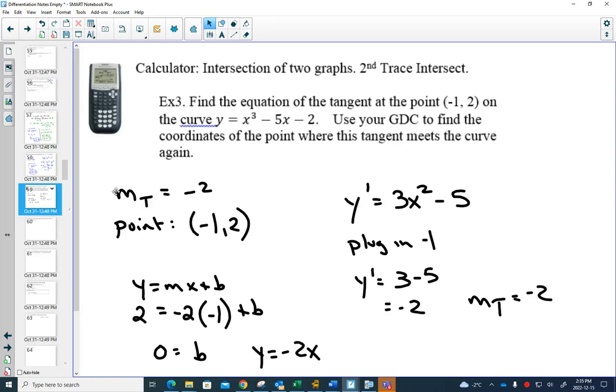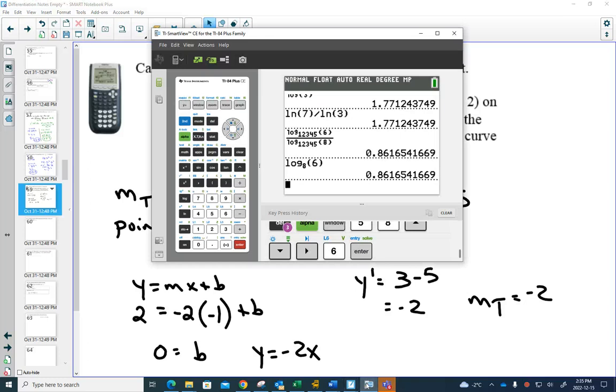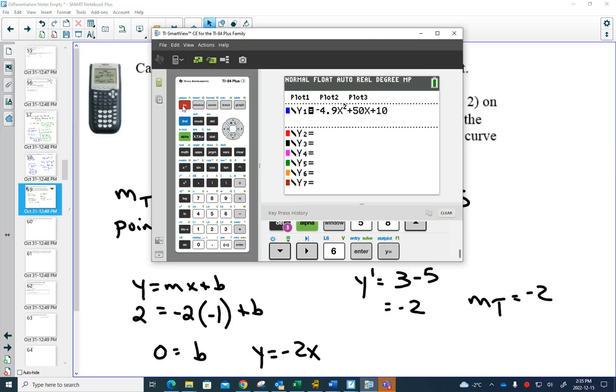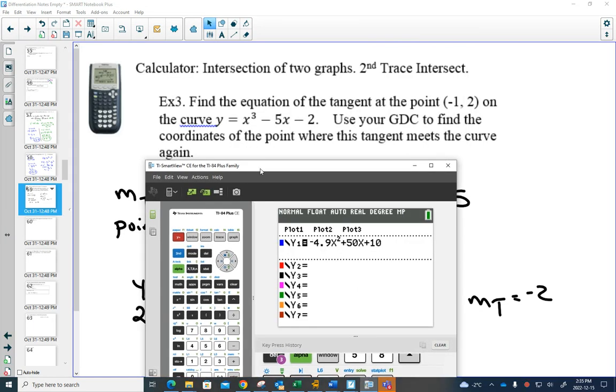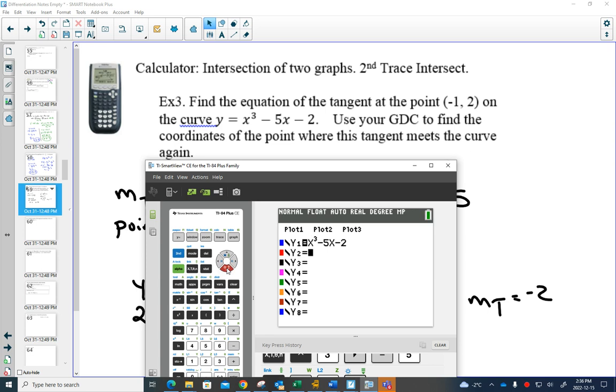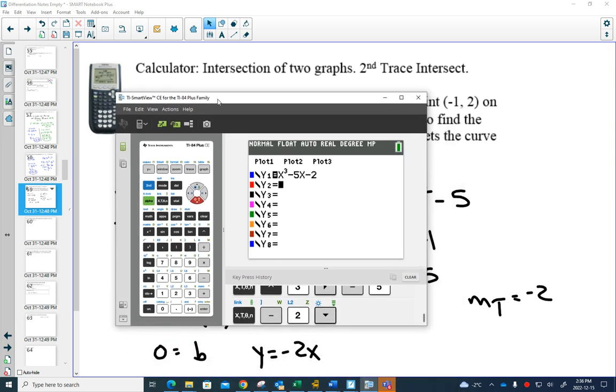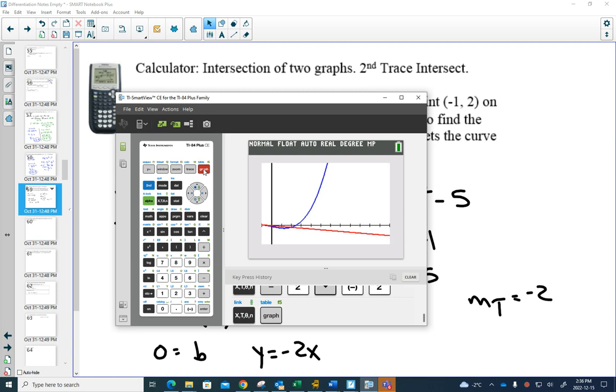So if I draw a picture of this on my graphing calculator, I'm going to go to y equals. I'm going to type in x cubed minus 5x minus 2 into y1. I'm going to type in my equation of my tangent, which was -2x, in equation 2, and hit the graph button.